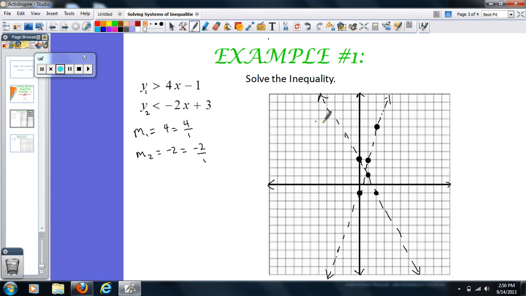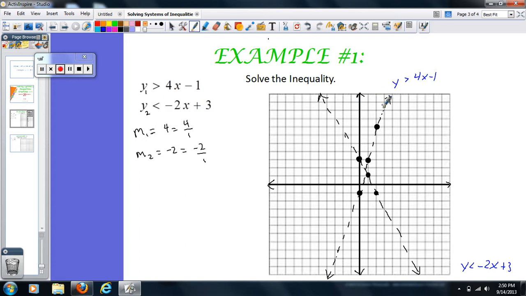My values aren't just the lines. There are values above and or below the lines that also work. So you're going to use what we call the perpendicular line test. So y1 is greater than, okay, and this line right here was y greater than 4x minus 1, and this one down here is y less than negative 2x plus 3. And from here, we're going to have to shade the region.